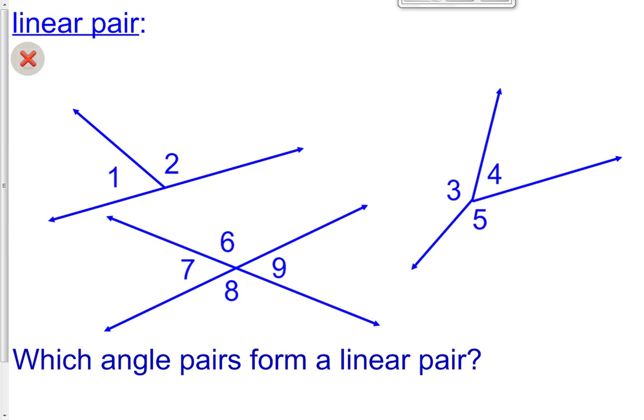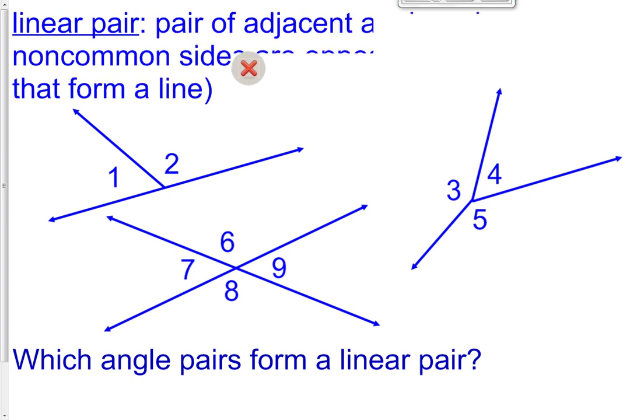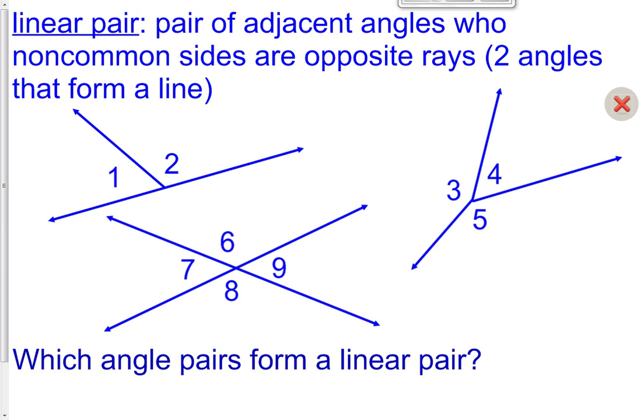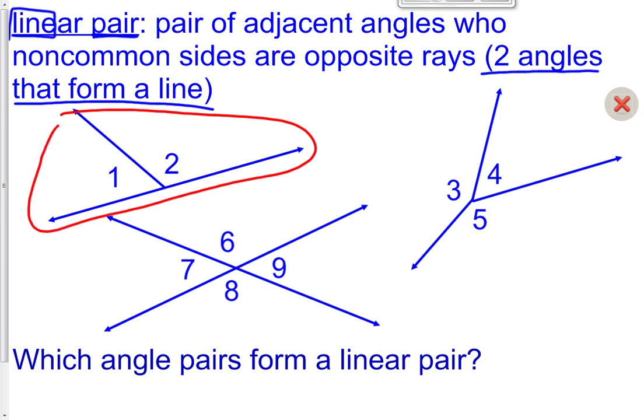More terms here. Here's a linear pair. If you break down the term linear pair, just the very word, it's a line. Pair means two. So two angles that form a line. And that's what I have in layman's terms right here. Two angles that form a line. The geometric definition: a pair of adjacent angles whose non-common sides are opposite rays. So angle 1 and angle 2 right here are two angles that when you put them together, form a line.